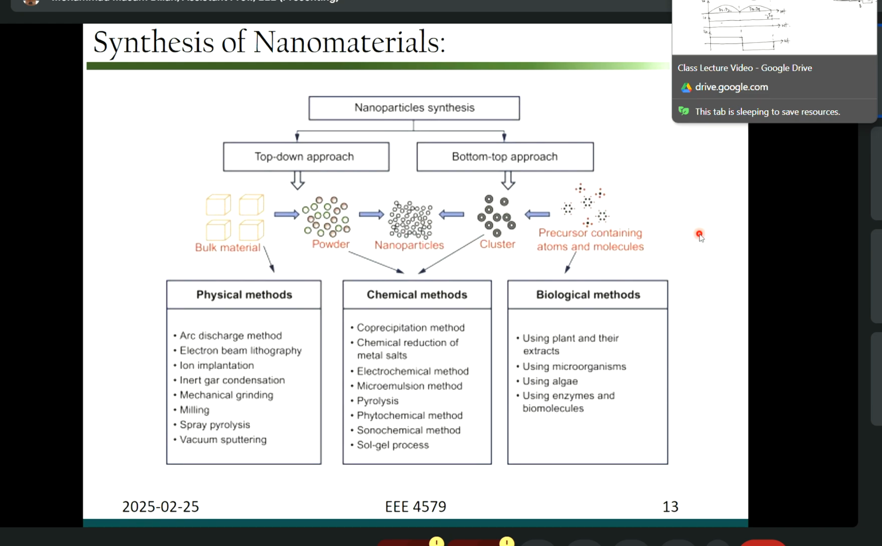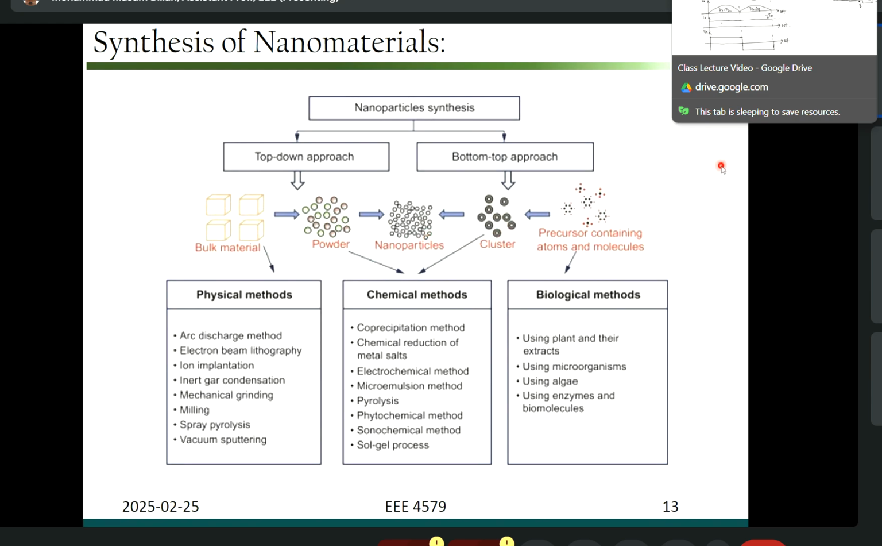However, the bottom-up approach means you have a very small precursor or atoms or molecules. You just confine those things, you add all the atoms and molecules to make it bigger or larger. So from very small particles, I mean the atoms, you merge them to make a bigger cluster, and from the cluster you can get the nanoparticle.